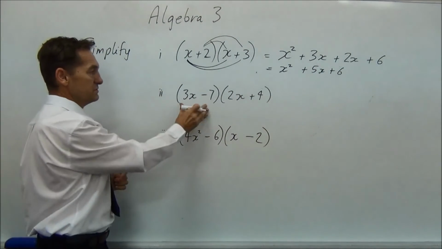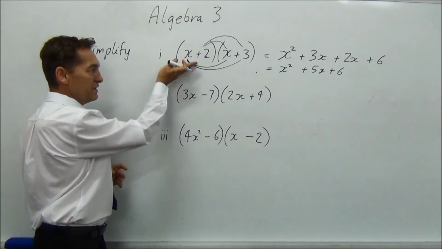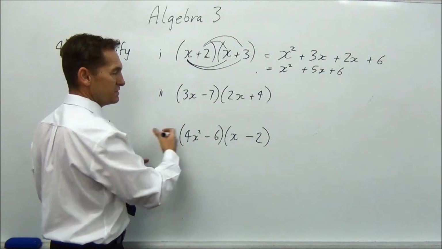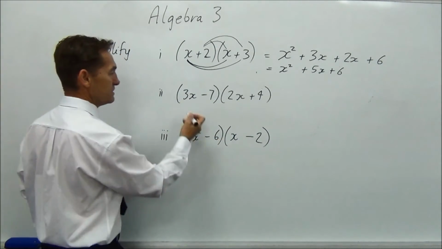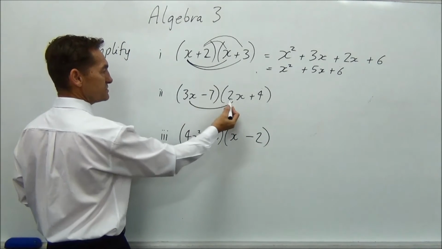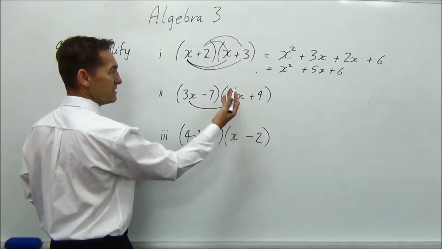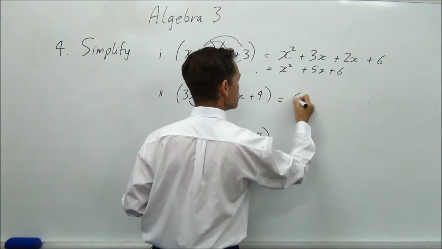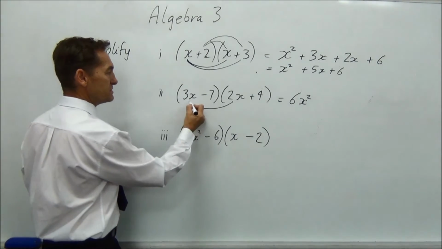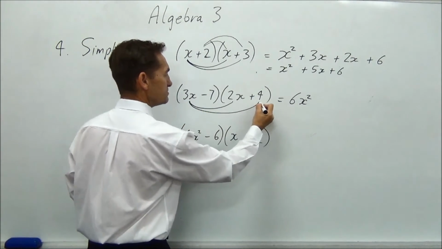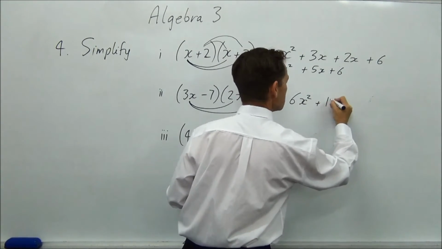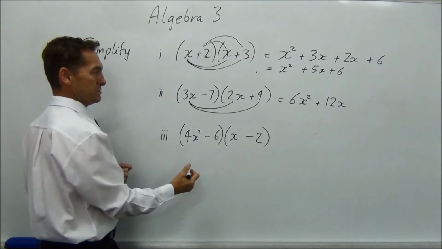Okay? Let's look at the second one. Now the second one, I've made them increasing in difficulty. So this we've got 3x here and 2x here, so you're going to have to multiply bigger numbers. So I'm going to go 3x multiplied by 2x. Well, 3 times 2 is 6, x times x is x squared. So I'm going to have 6x squared as my first term. Second term, I'm going to go 3x multiplied by 4. So 3 times 4 is 12, so I'm going to go plus 12x.